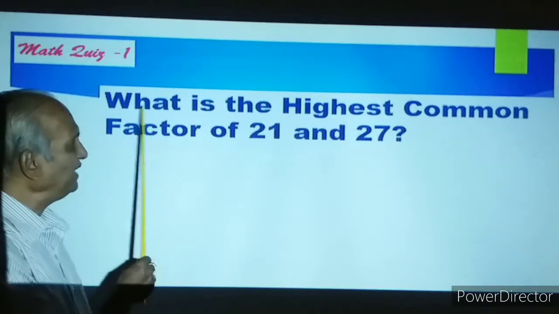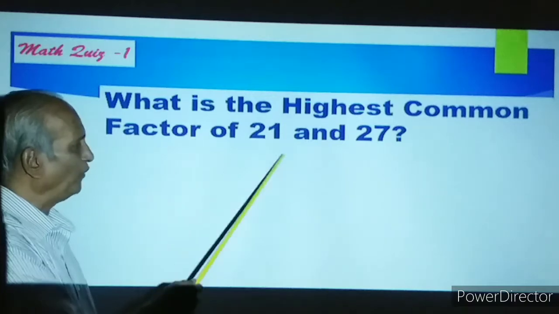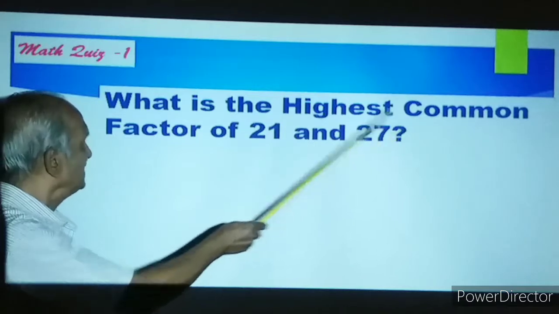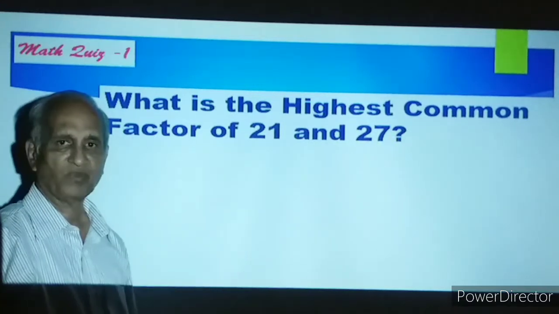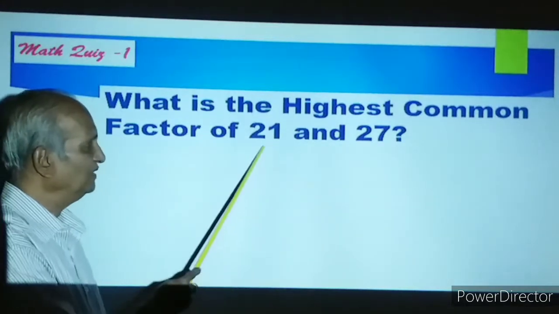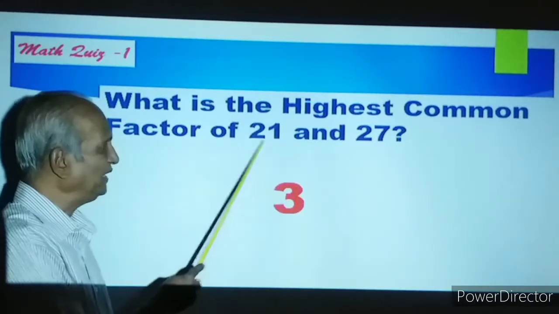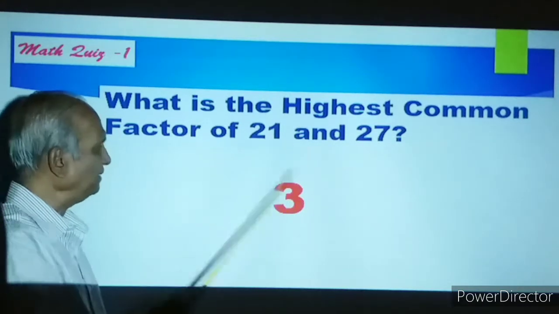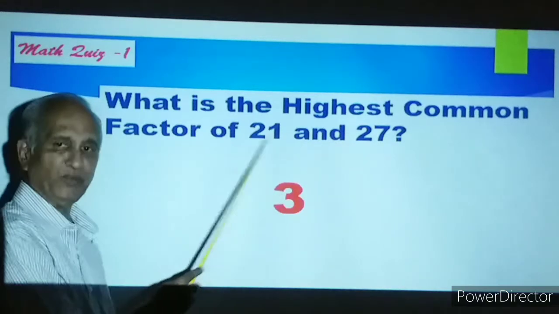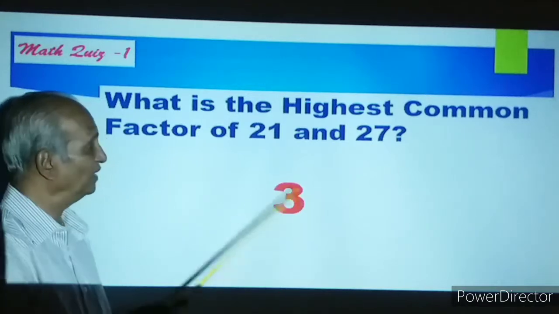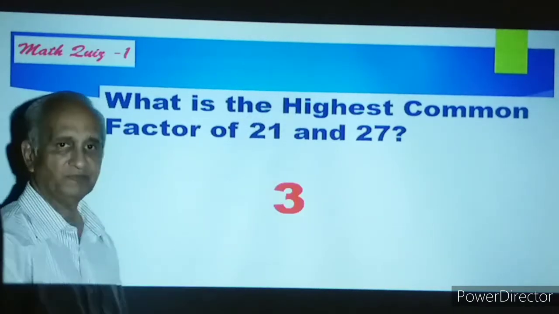Next question. What is the highest common factor of 21 and 27? HCF. The two given numbers are 21 and 27. 1 is a factor, 3 is also a factor of 21 and 27. Of 1 and 3, the 3 is the higher one.